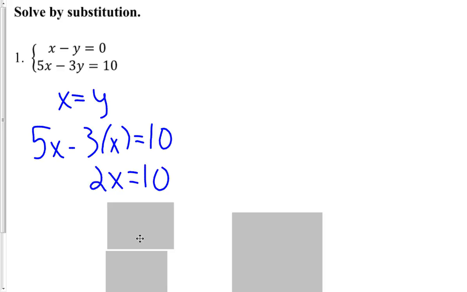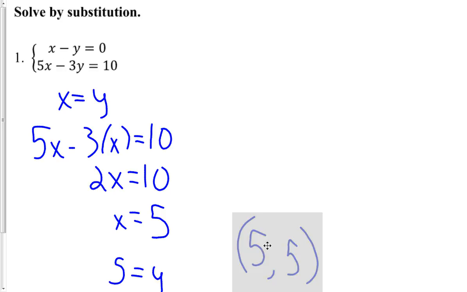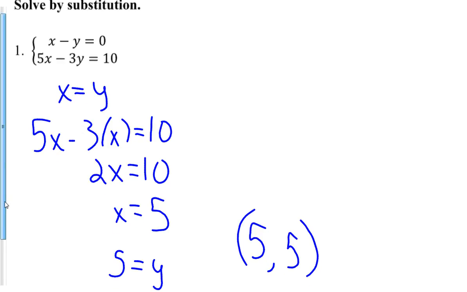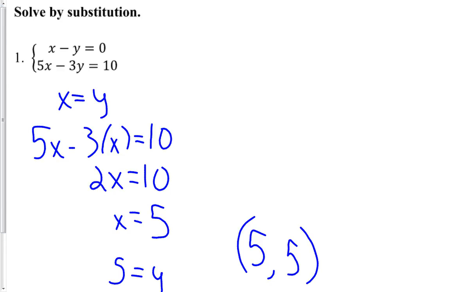2 times what number is 10? X is 5. And we plug 5 right back in here. 5 equals y. So therefore we're going to have (5, 5) as our ordered pair. Again, that stands for the intersection of these two equations.